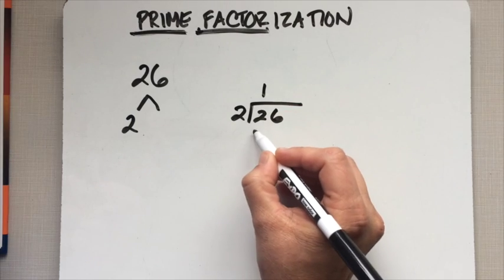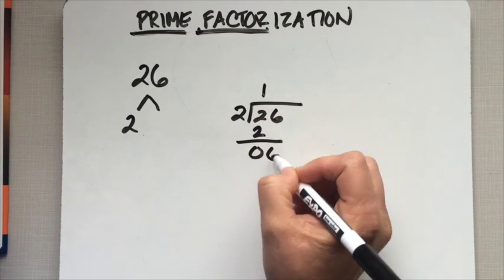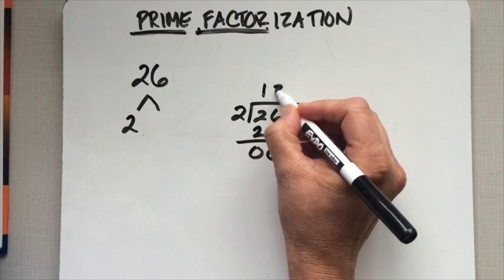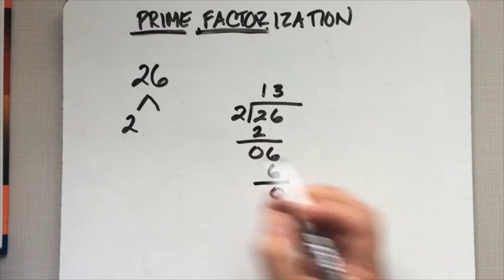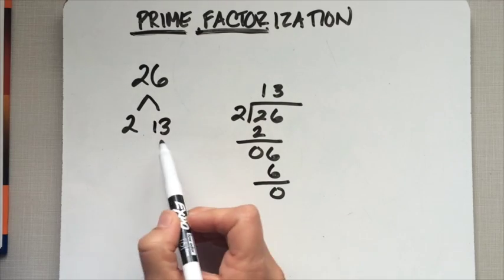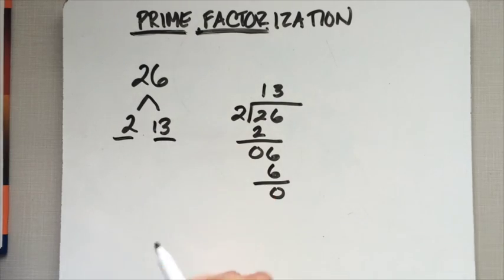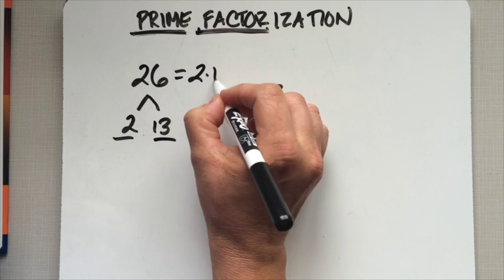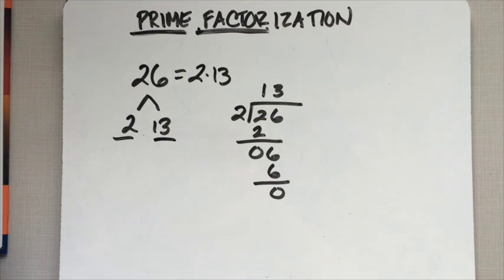2 goes into 2 once. 2 goes into 6 3 times. So the two factors for 26 are 2 and 13. 2 is prime. 13 is also prime. So 26 is 2 times 13.